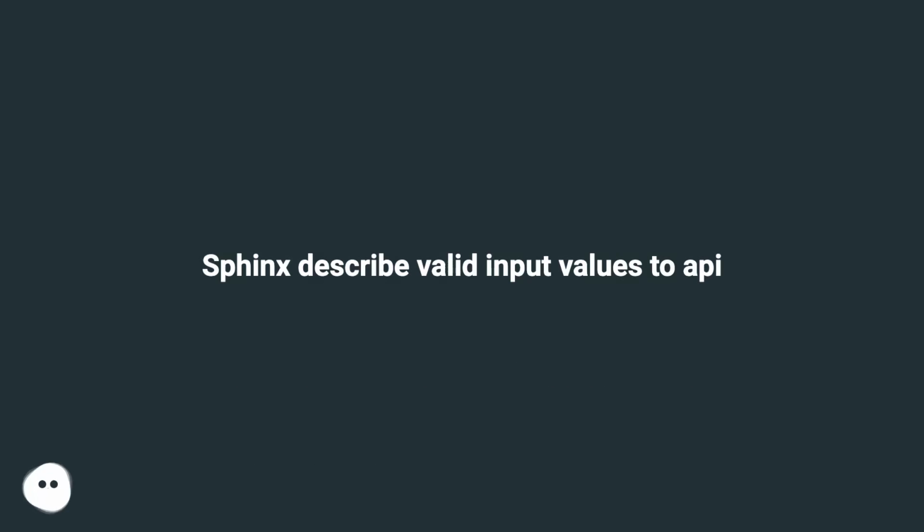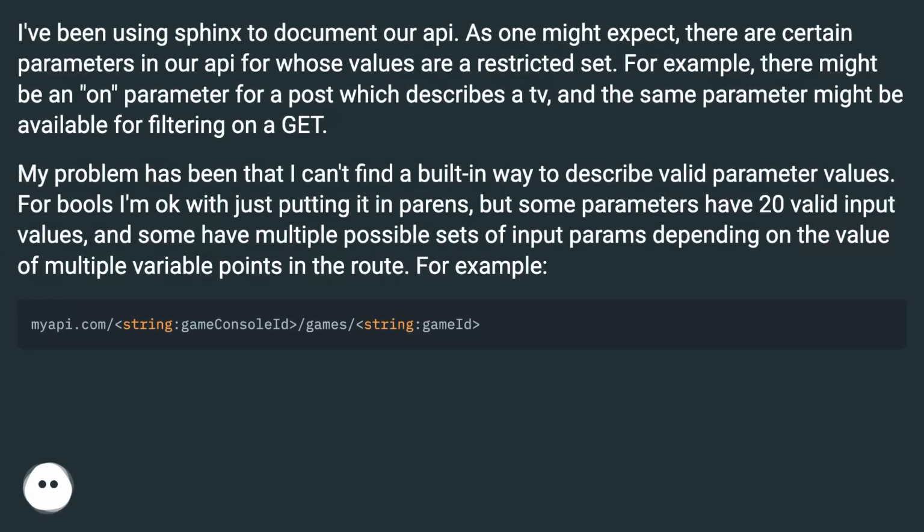Sphinx: describe valid input values to an API. I've been using Sphinx to document our API. As one might expect, there are certain parameters in our API whose values are a restricted set. For example, there might be an "on" parameter for a POST which describes a TV, and the same parameter might be available for filtering on a GET.